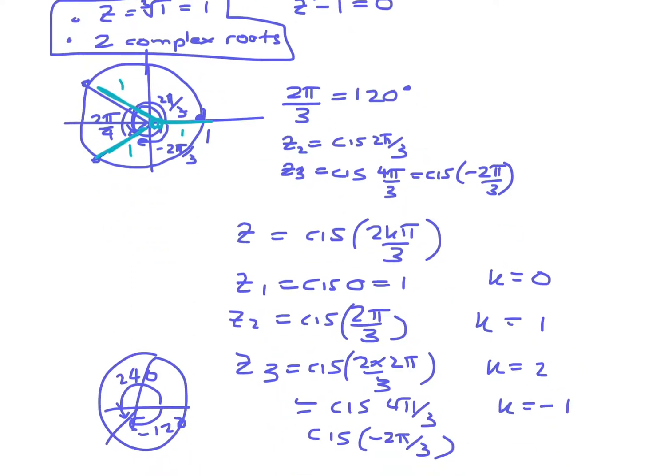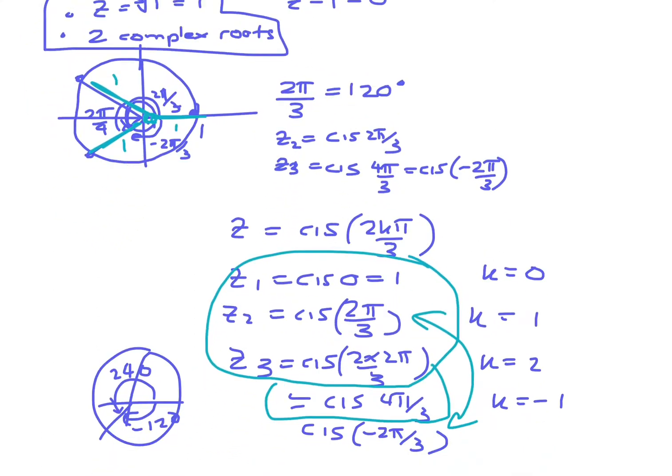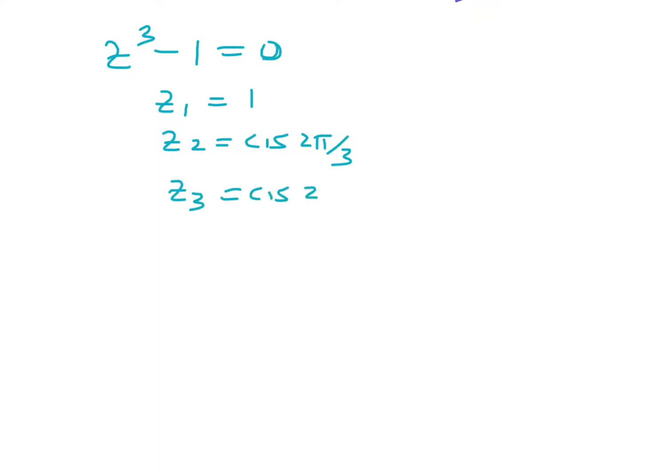And all of these roots here, I put them into mod-arg form there. You notice that these 2 roots, they are complex conjugates. That's the other thing. And the other thing to be aware of is that when we can write these roots, like if we've got z cubed minus 1 equals 0, we know that the roots are z1 is 1, z2 is cis 2 pi on 3, and z3 is cis minus 2 pi on 3, or cis 4 pi on 3. Now, the roots are all of the form cis 2k pi on 3.